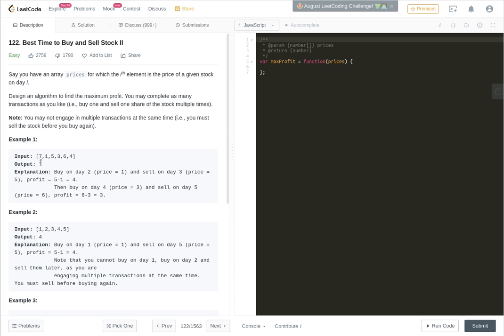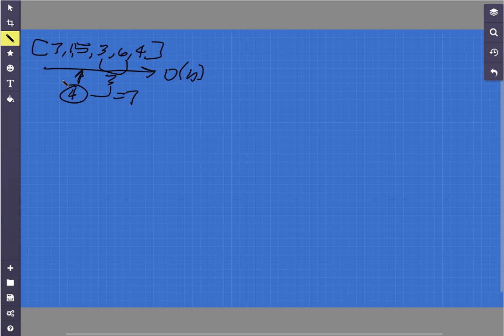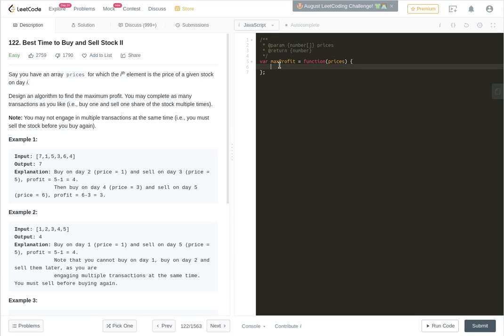Let's see their explanation. 7, yep. Buy on day 2, price is 1, sell on day 3. Yep, so that's the greedy algorithm. You just keep iterating through the array, figuring out your maximum profit. And you do that by comparing prices[i] to prices[i minus 1], and adding that to the max profit as you go along, and just return max profit. So let's code that up. That seems easy enough.